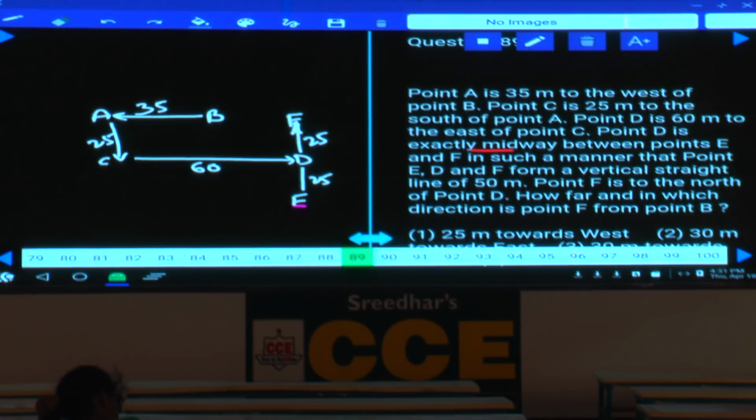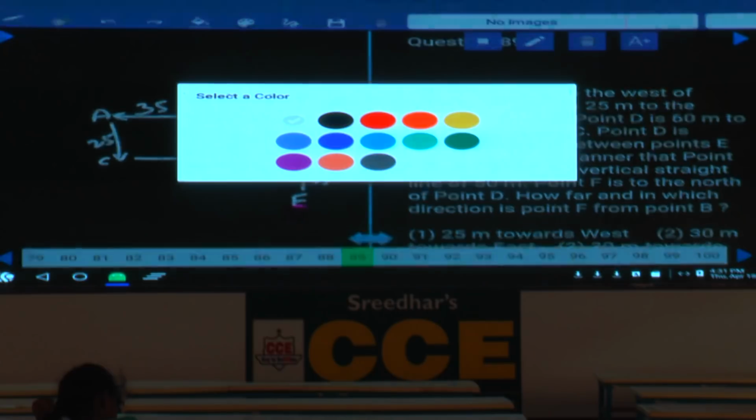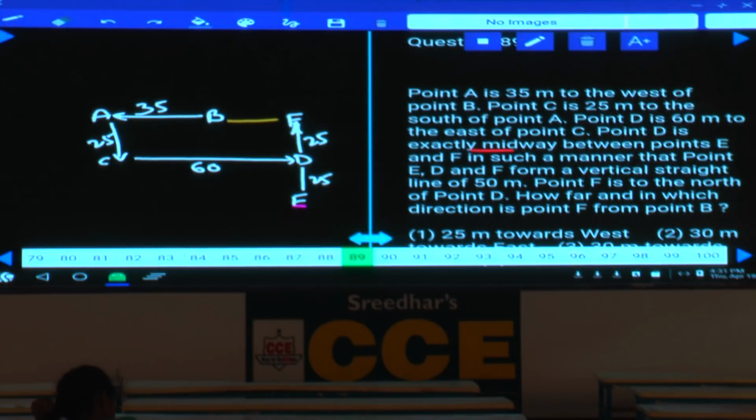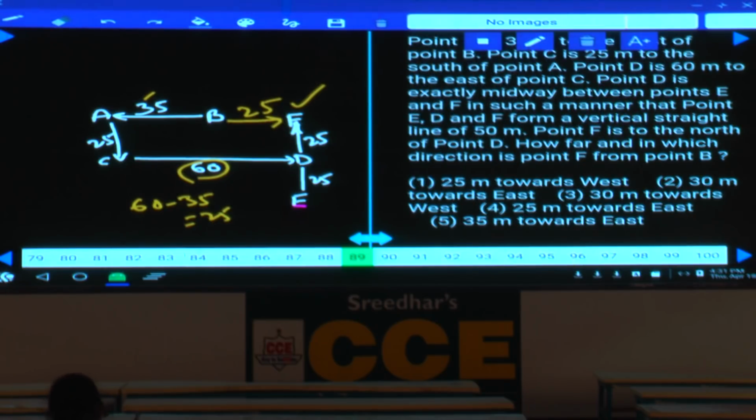What is the question here? How far in which direction is point F from point B? Tell me what is the distance between these 2. The total is 60. Now this is 35 and the distance 60 minus 35 is how much? 25 meters. Now the distance between B and F is 25 and F is to the east of B. 25 meters towards east, choice 4. Question number 89, choice 4. Then 90th.